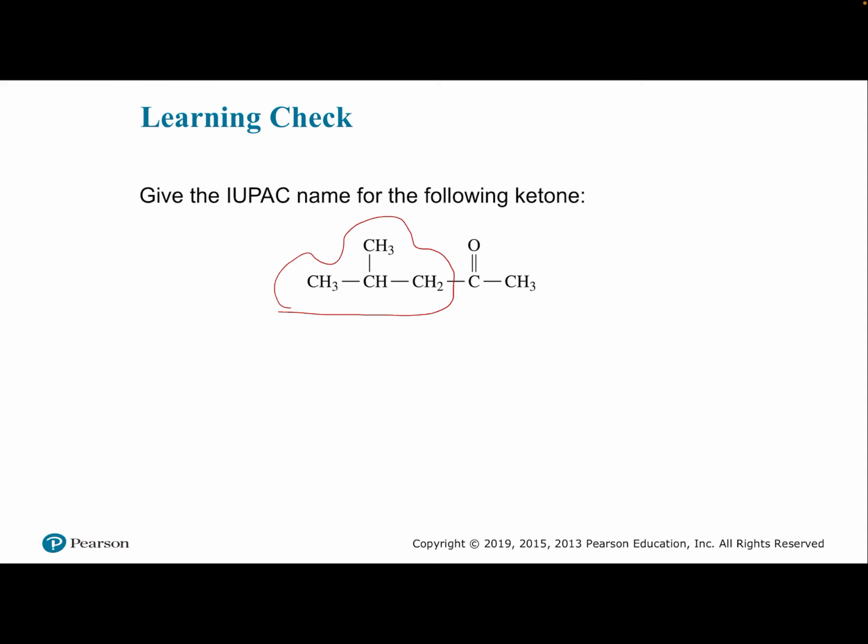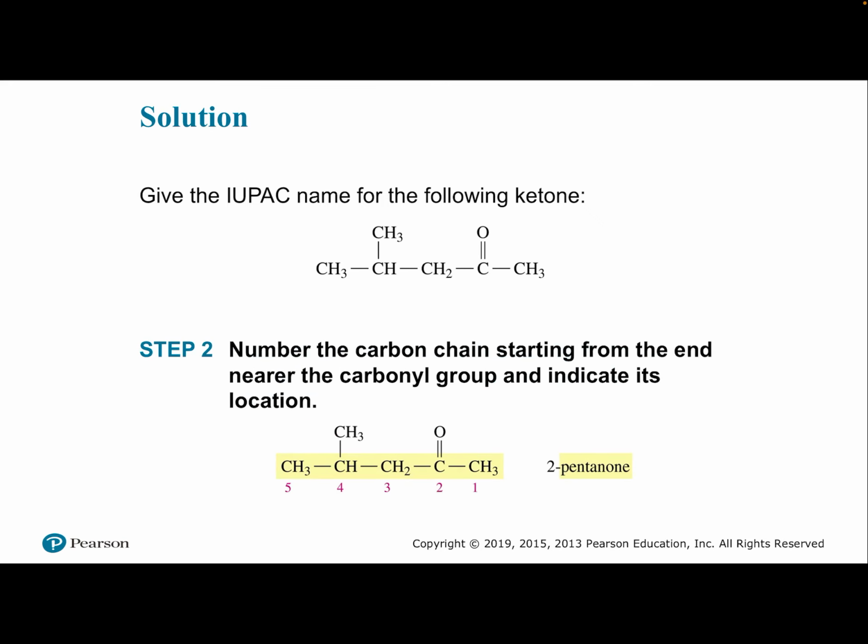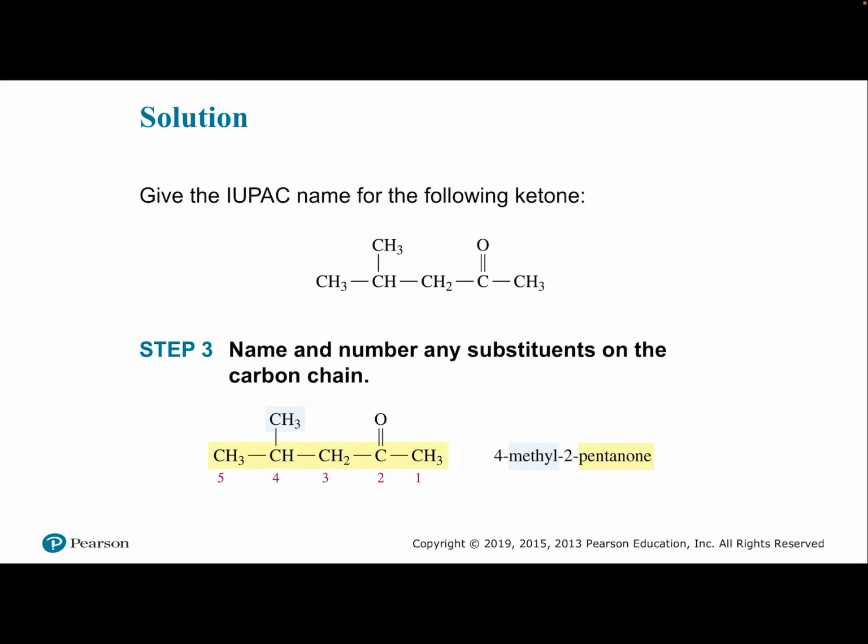Now, if you're naming this using the IUPAC system, then we're going to call this 1, 2, 3, 4, and 5. So this is 2-pentanone with a 4-methyl on it. 4-methyl-2-pentanone. Otherwise, this is isobutyl methyl ketone. Isobutyl methyl ketone. 4-methyl-2-pentanone, of course, being the IUPAC name.